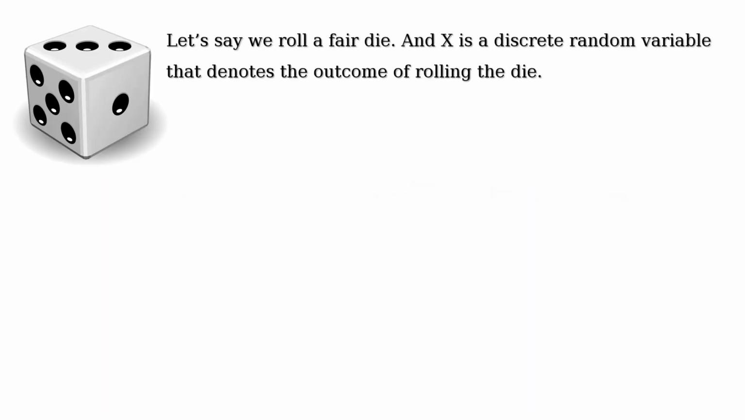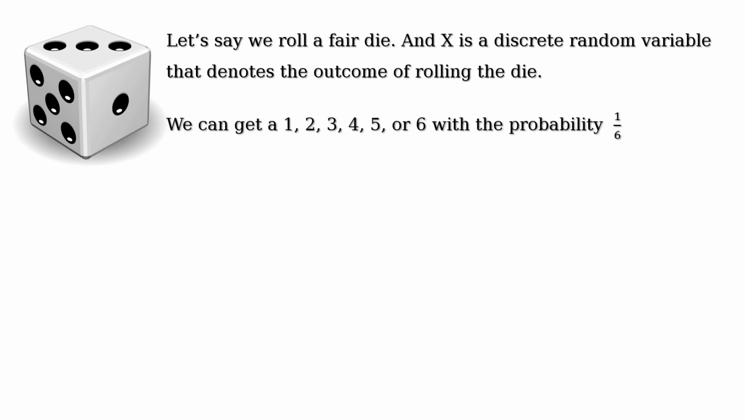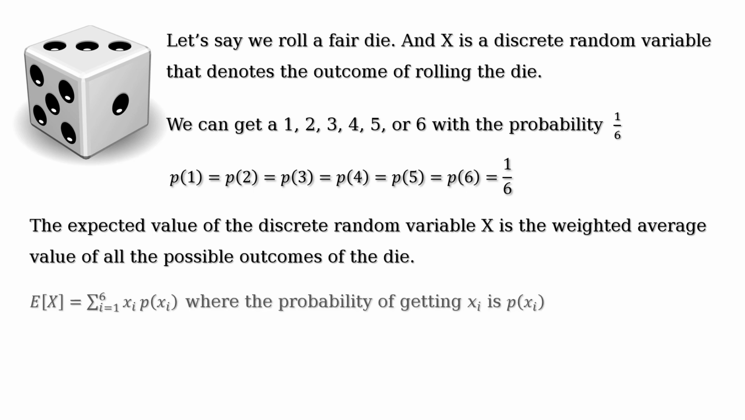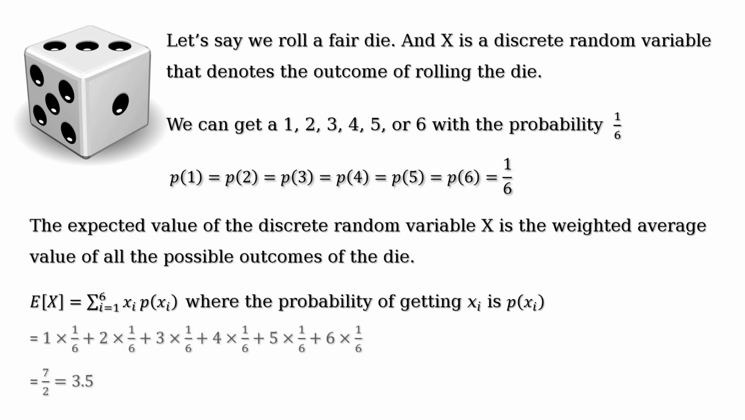Let's say we roll a fair die once. As the die is fair, all the numbers from 1 to 6 are equally likely in the outcome. In other words, P1 is equal to P2 is equal to P3 is equal to P4 is equal to P5 is equal to P6 is equal to 1 by 6. So, if x is a discrete random variable that represents the outcome after a fair die is rolled, then expectation x is equal to summation over x of x p(x). And after calculation, this is 3.5.